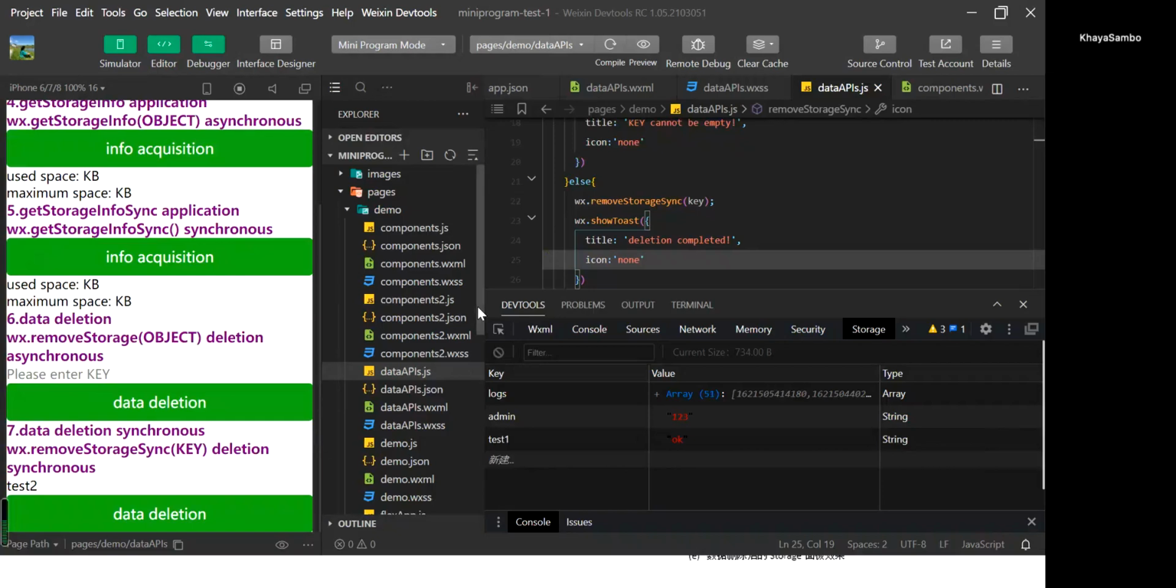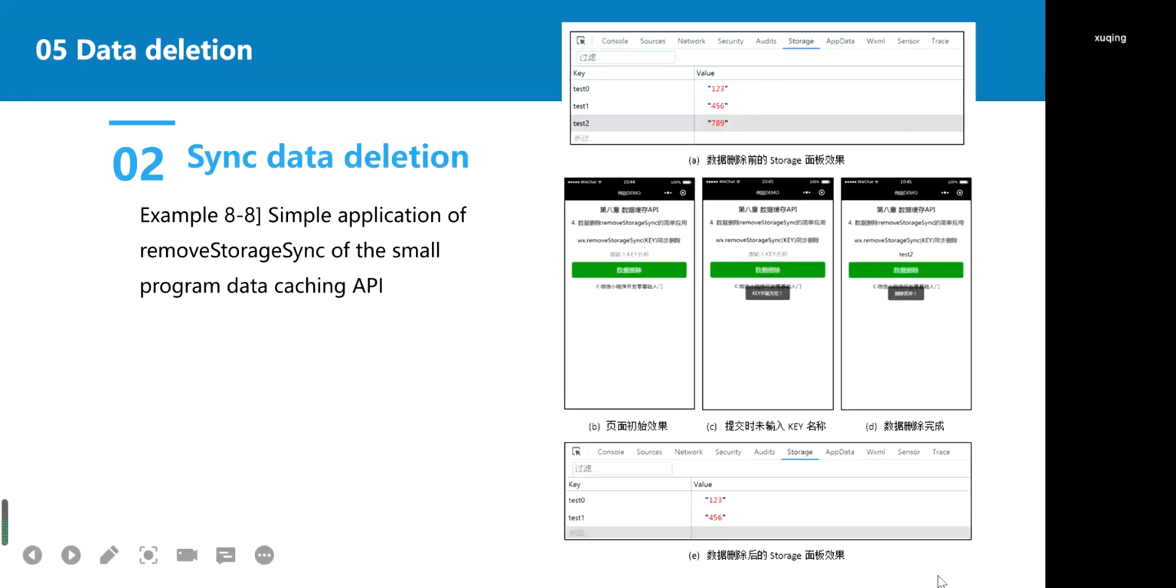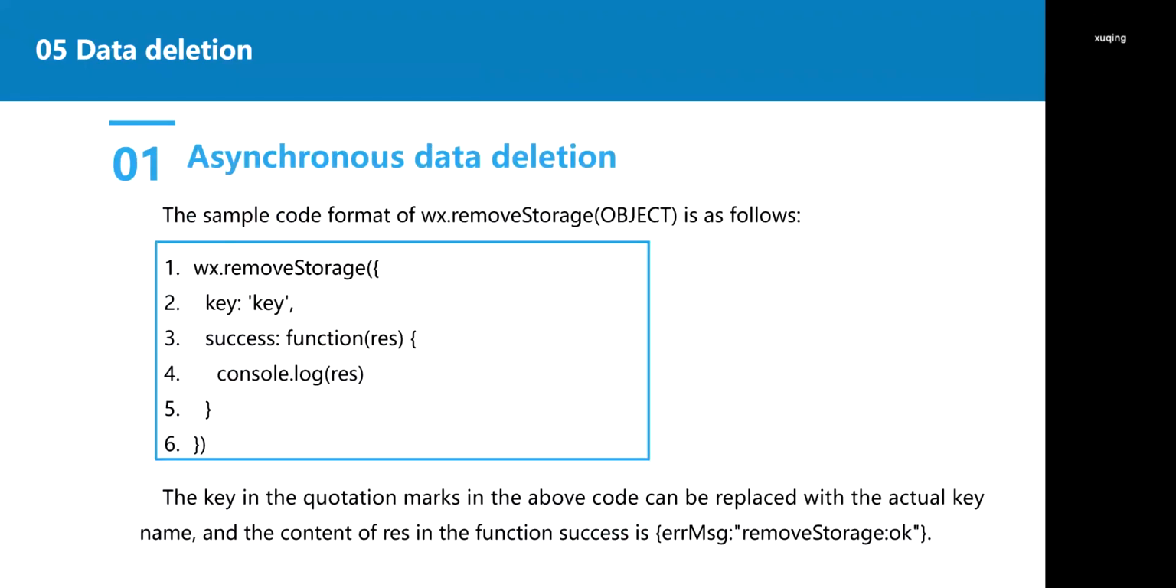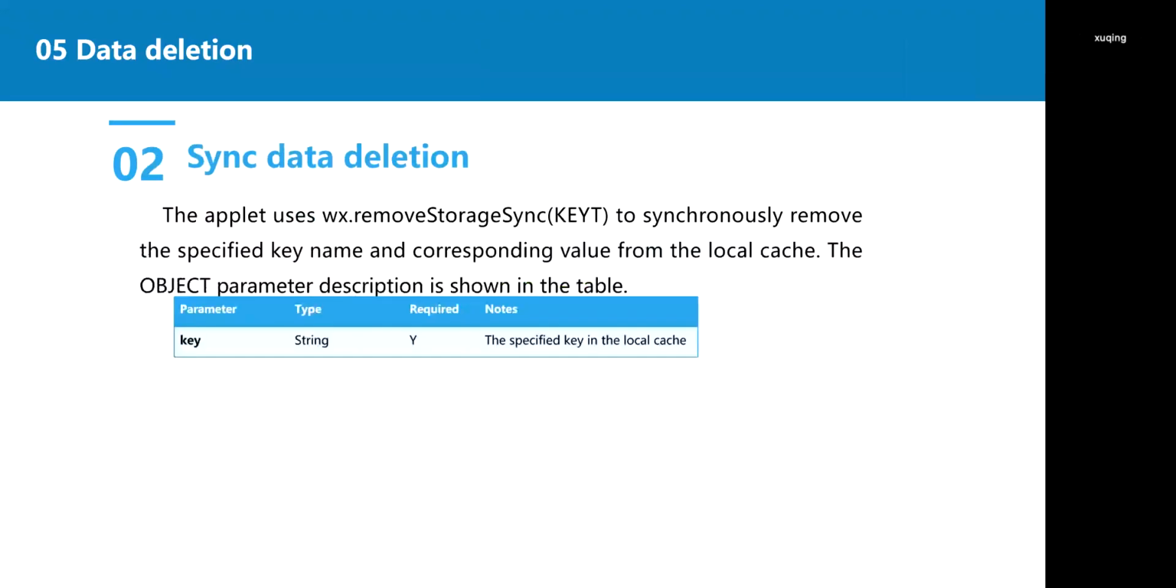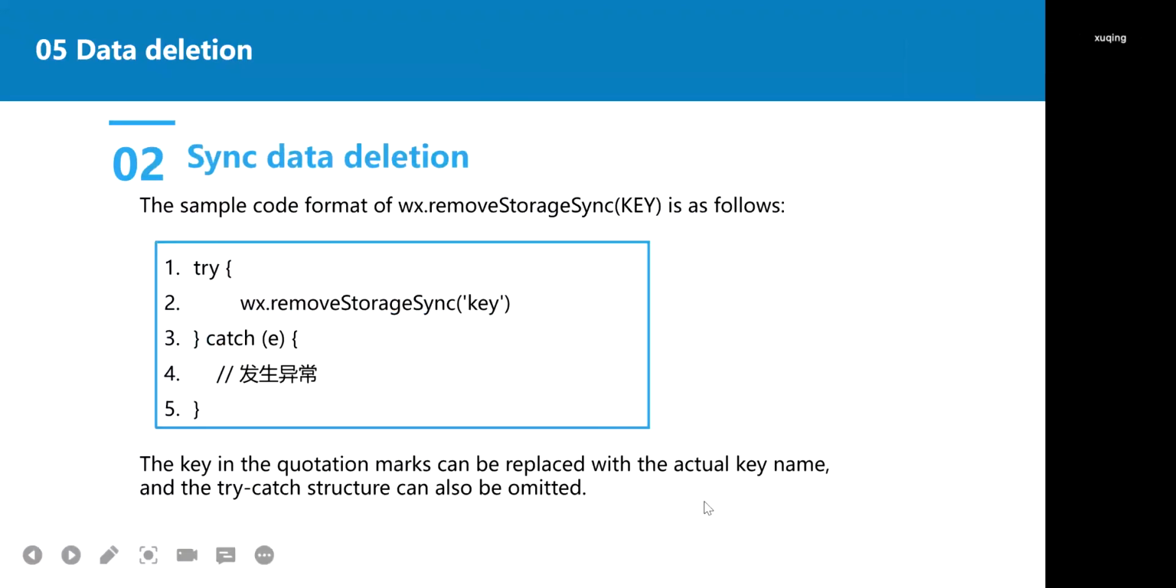There's no need to put in a try catch block. Try catch, you can set it, you can also omit it. Okay, Laoshi. Thank you, Kaya, for your good question. Yeah, it's a very good question. You see in here, oh sorry. Oh no, it's here. Yeah, you see, try catch structure can be omitted.